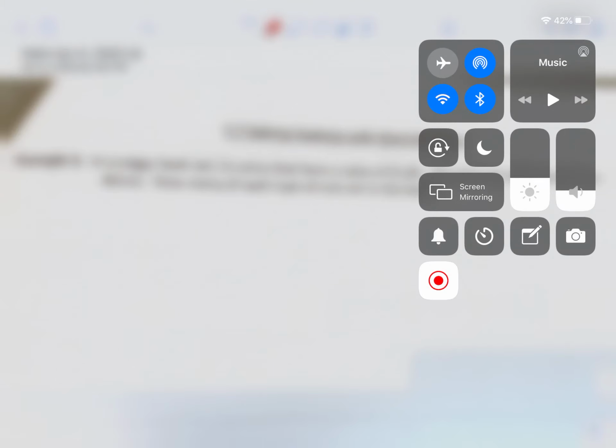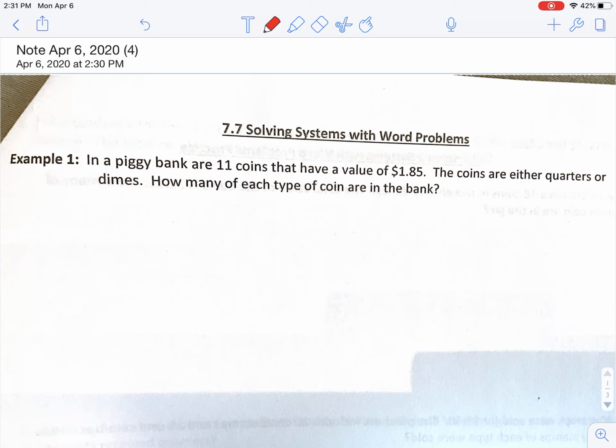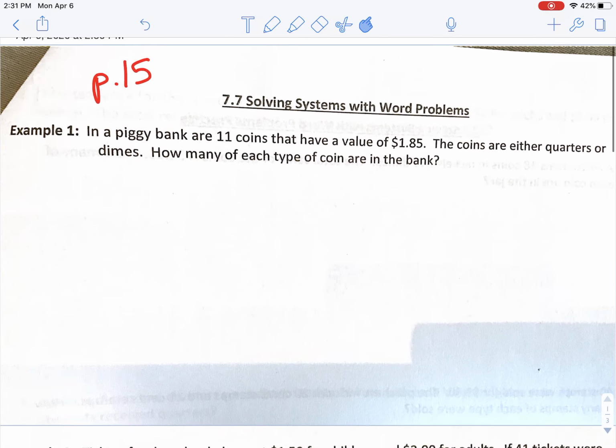Hi guys, we're going to go ahead and try these problems. This is page 15 in your packet. Okay, so this is page 15. We're solving systems with word problems. So we're going to still be doing systems.